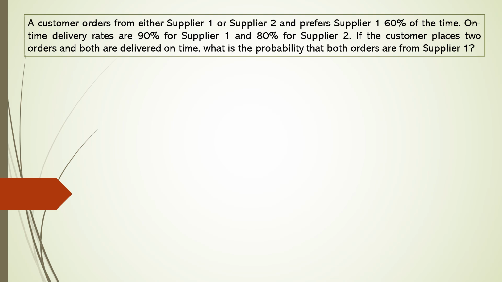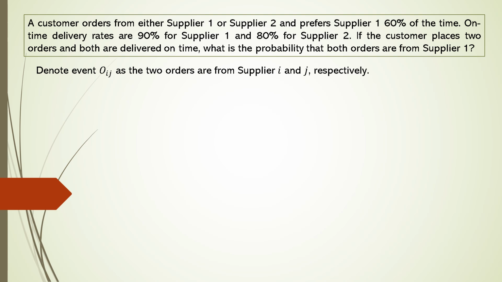supplier 1? So this question is quite complicated because we have 2 suppliers and they have different delivery rates, so on-time rates, and we have 2 orders. And the 2 orders may be from different suppliers. So we need to define some events just to simplify all those events.